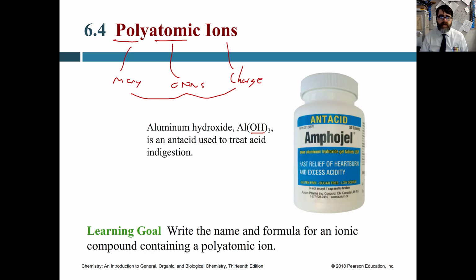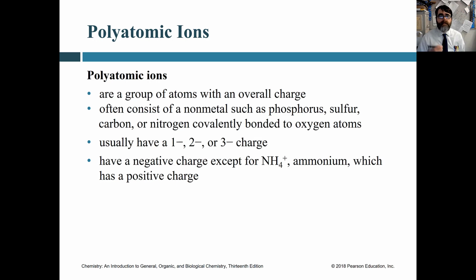There are all sorts of others, but we're going to get into those things here. So again, a group of atoms that together have a charge. They usually are a non-metal covalently bonded to oxygen. There are exceptions to that, and they usually have a charge of 1, 2, or 3 negative. Your major exception that's super common is the ammonium ion. It's NH4 with a plus charge.